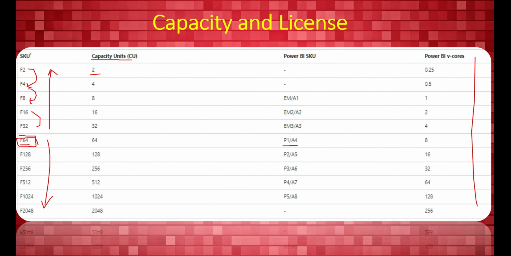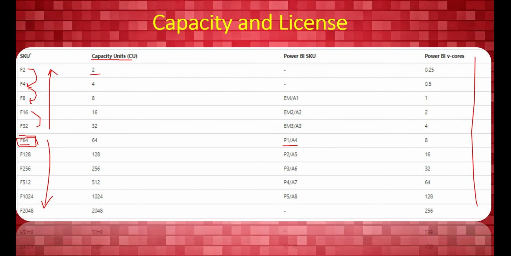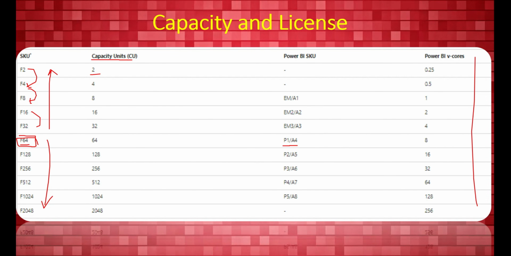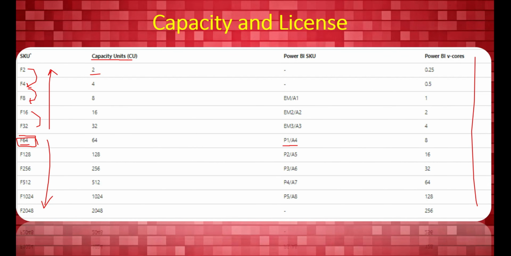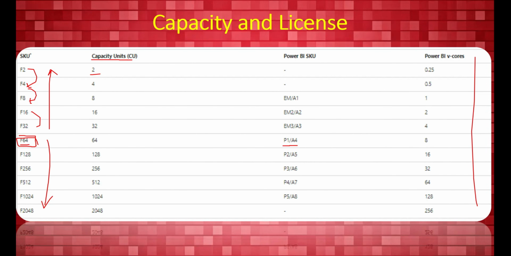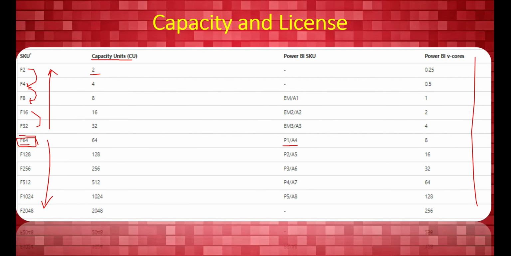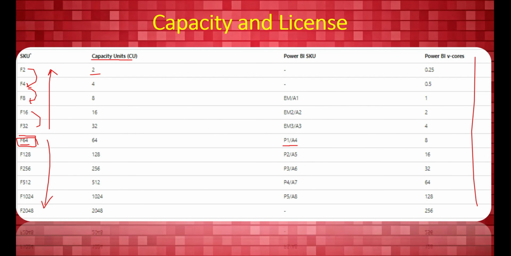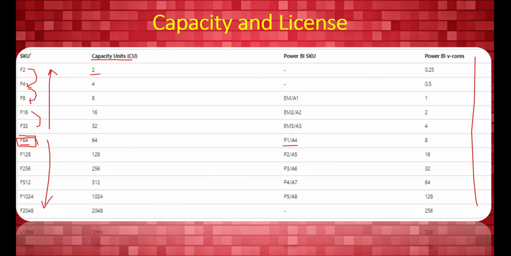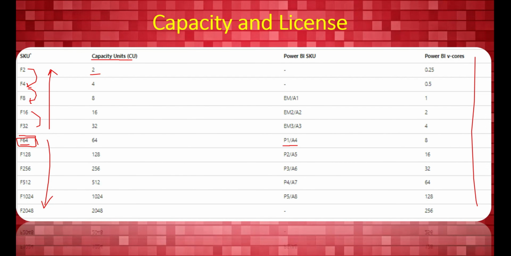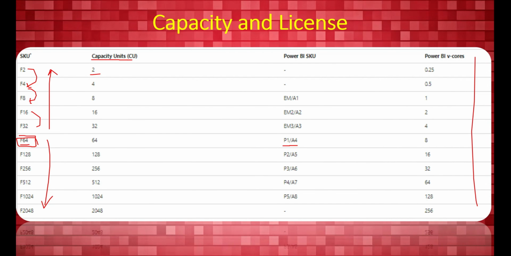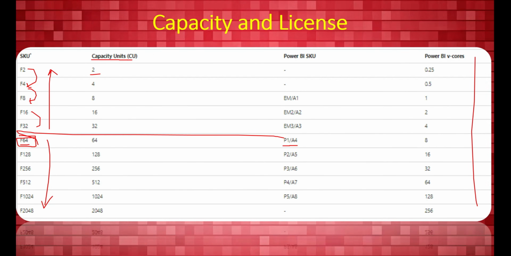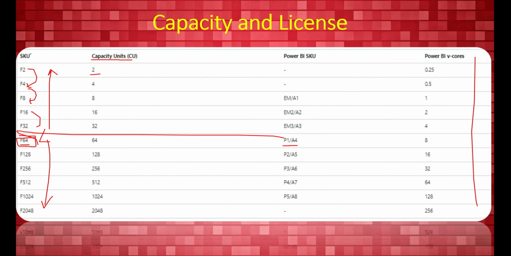The accounts will not be charged, no matter how many accounts you create. But if you are below F64, that means F32 or below, then you need to pay per user per month. So for each account, it will be charged on a per user per month basis. And if you have a Power BI P1, that means you are automatically using the F64 version of Fabric, right?